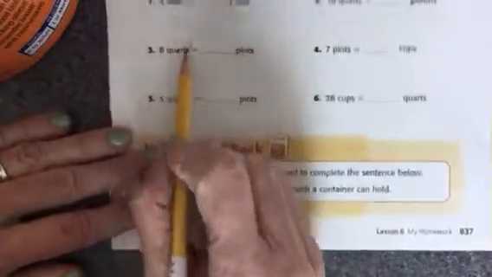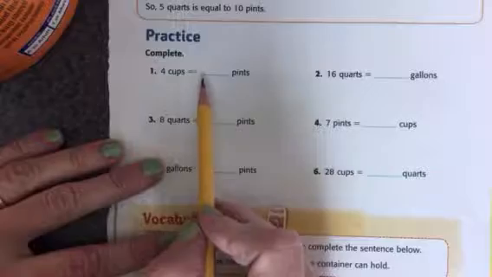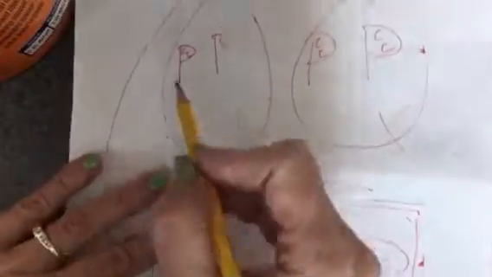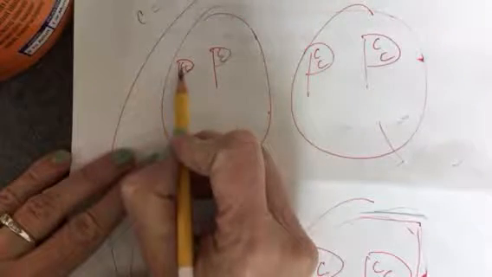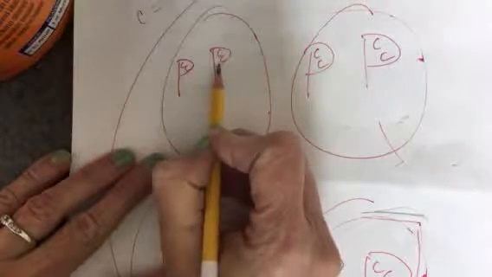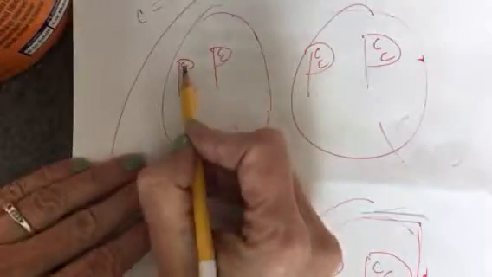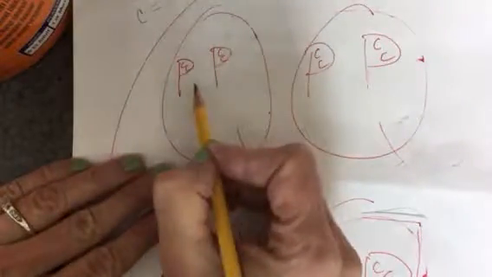We'll go down here to the practice. We have 4 cups is equivalent to how many pints? So if I look at my chart here and I count my cups, I have 1, 2, 3, 4 cups. There's 4 cups. And 4 cups is how many pints? I just count how many pints that is and write it down.